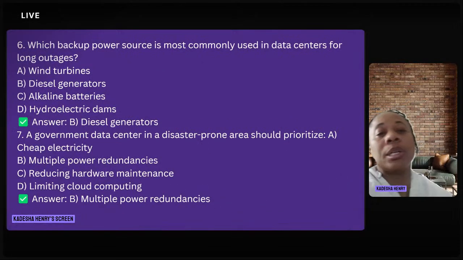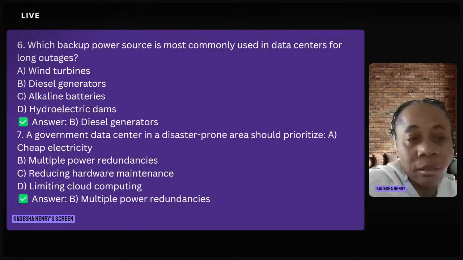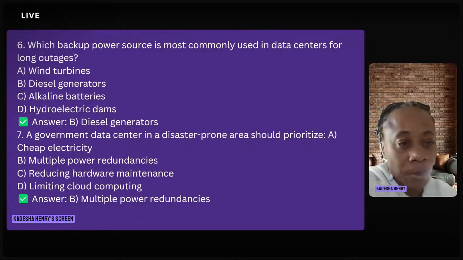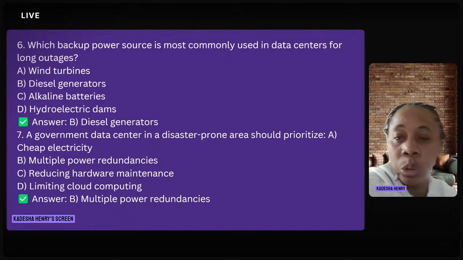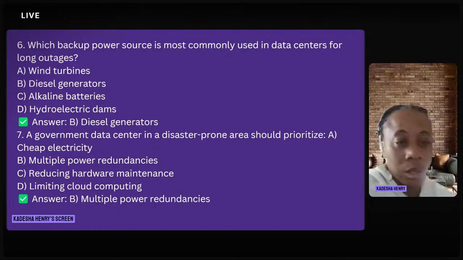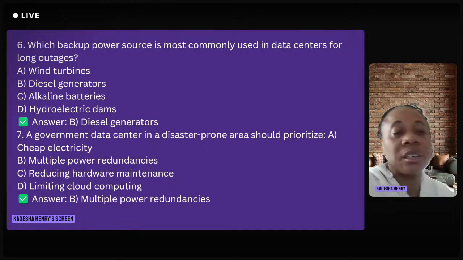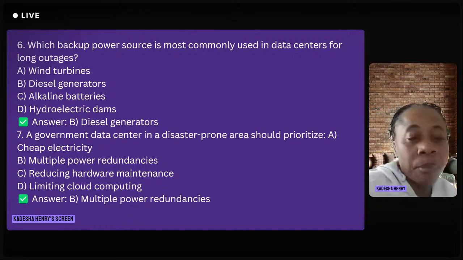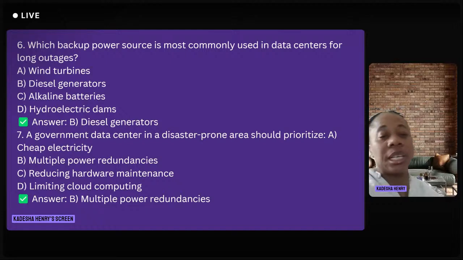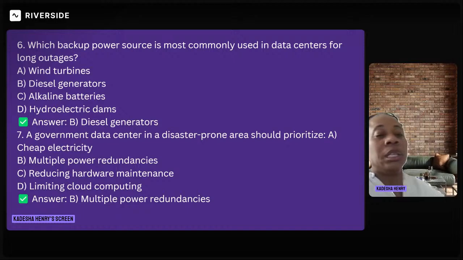Which backup power source is most commonly used in data centers for long outages? Is it wind turbine, diesel generators, alkaline battery, or hydroelectric dam? And we remember we talked about it, we said they use diesel, right? Diesel generators.